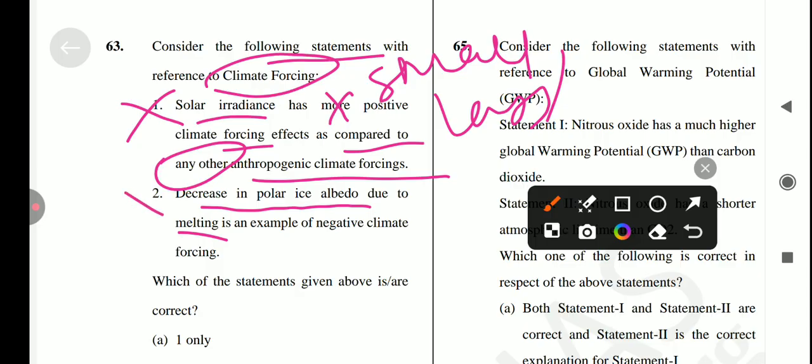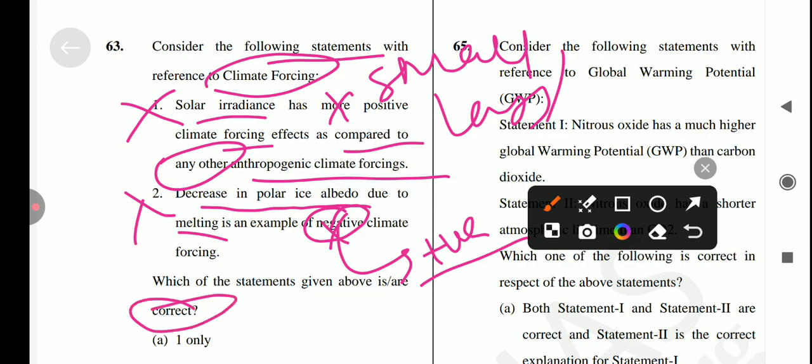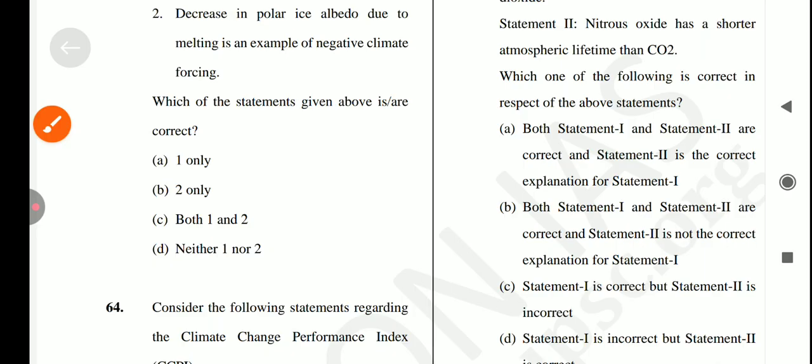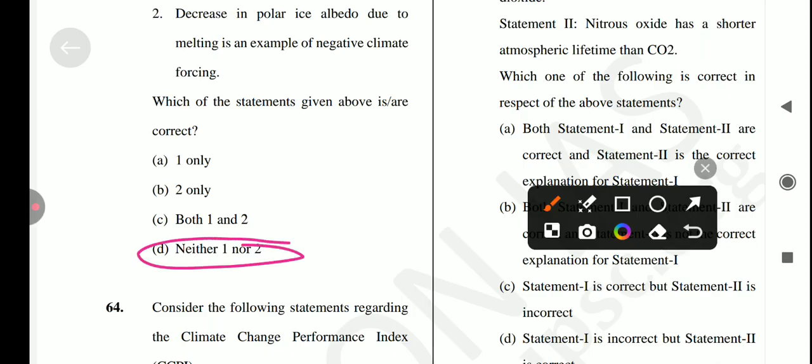Is it true? No, it's not a correct statement because ये negative नहीं होगा, it's a positive. Okay, so statement second is also incorrect. और यहाँ पे क्या पूछा है? तो correct statement पूछा है. So answer for this question is option number D. Neither 1 nor 2 is the correct answer for this question.